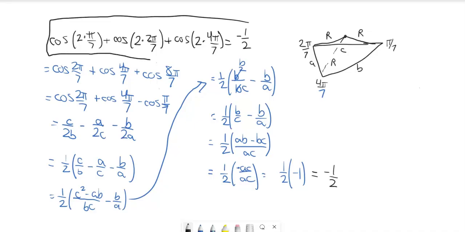So our doubling cosine identity: cosine of 2 times pi over 7 plus cosine of 2 times 2 pi over 7 plus cosine of 2 times 4 pi over 7 equals negative 1/2. So far, that concludes the doubling identity portion of this series and this playlist, and I wanted to show that to you today.